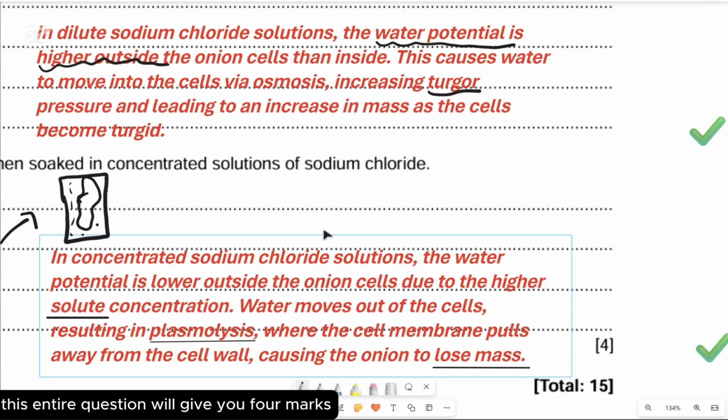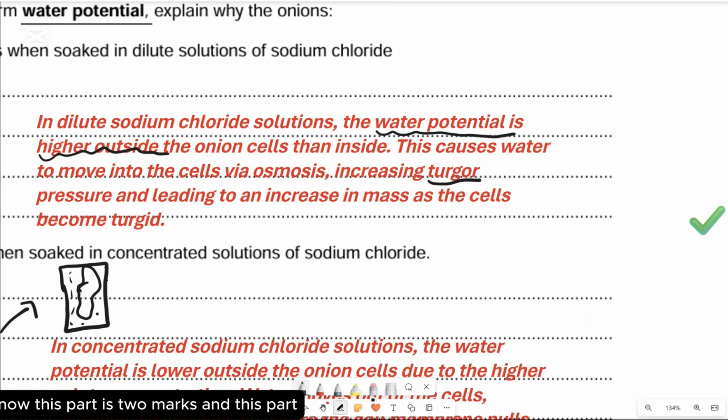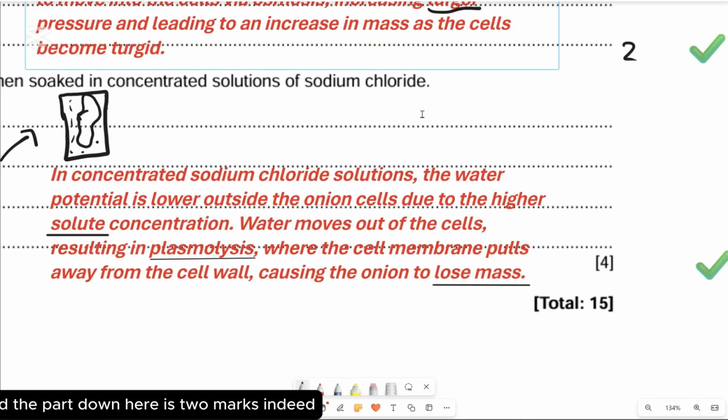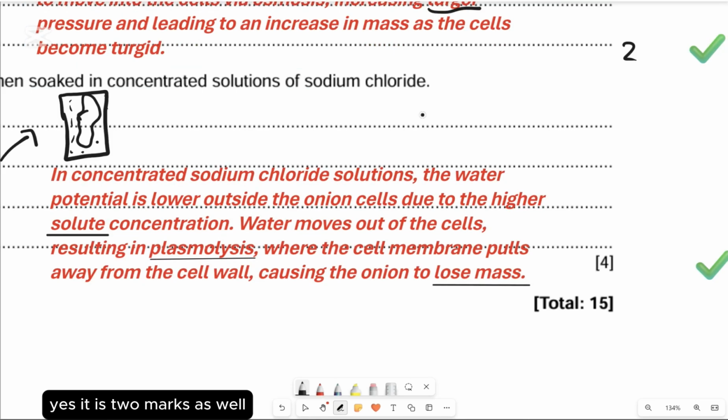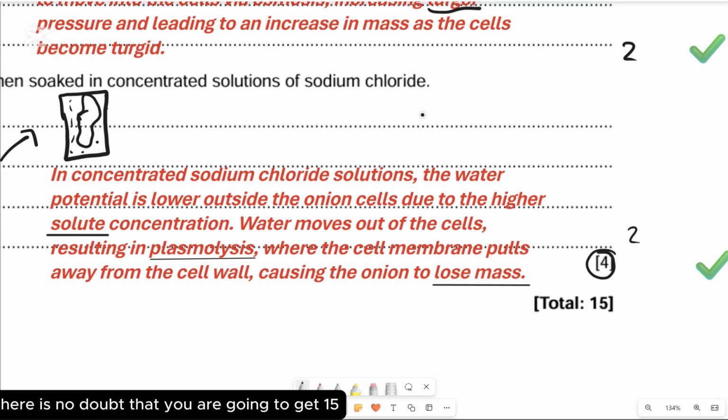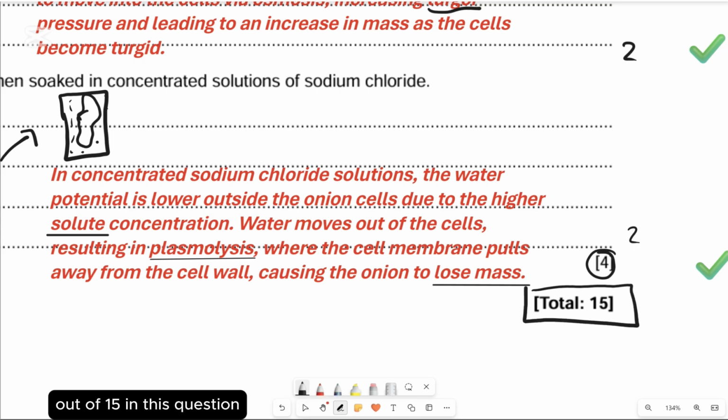Now this entire question will give you 4 marks. This part is 2 marks, and the part down here is also 2 marks. Indeed, yes, it is 2 marks as well. And this will give you 4 entire marks. And if you did the entire question correctly using my guide, then there is no doubt that you are going to get 15 out of 15 in this question.